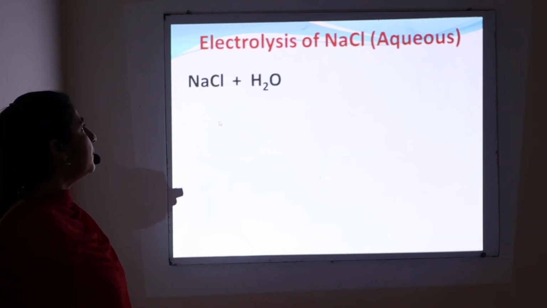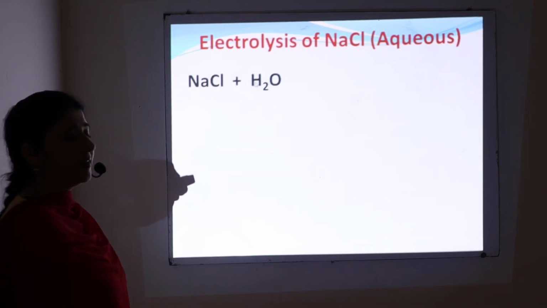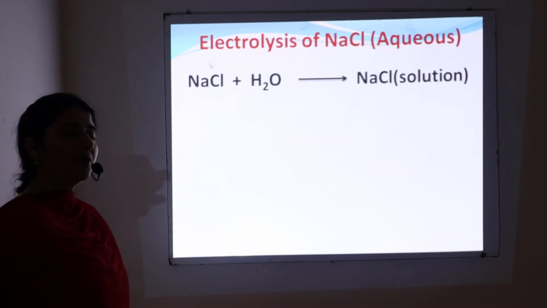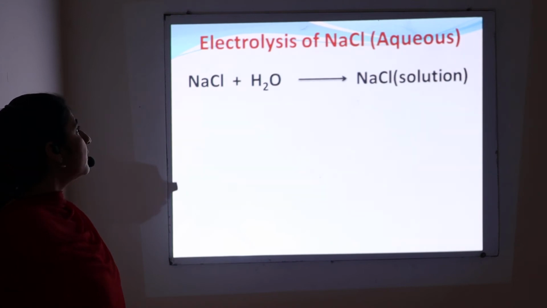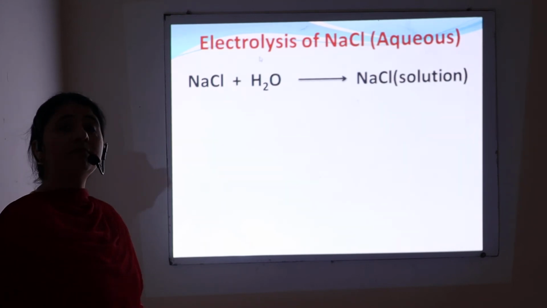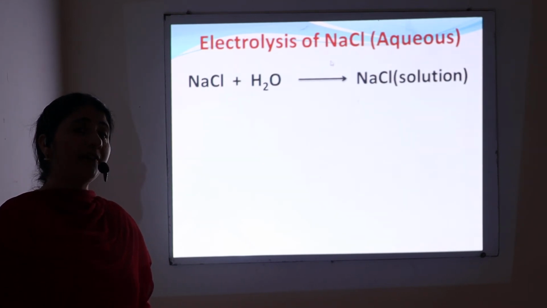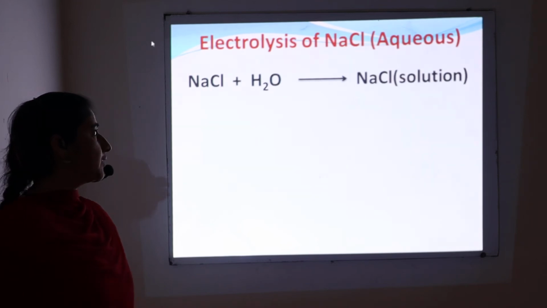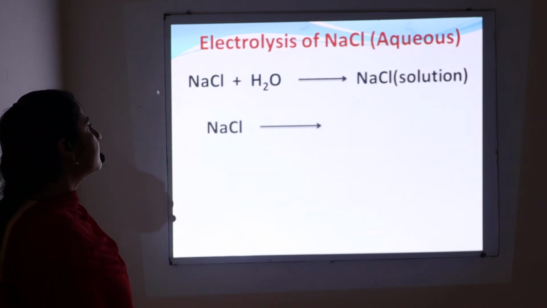Aqueous sodium chloride means sodium chloride dissolved in water to form a sodium chloride solution. In this case, the sodium chloride solution has four types of ions: two types of positive ion and two types of negative ion, which are produced during this reaction.